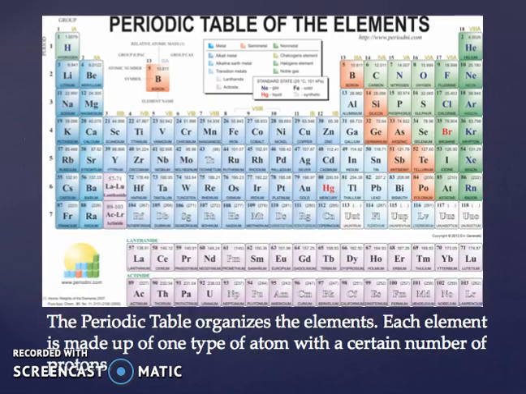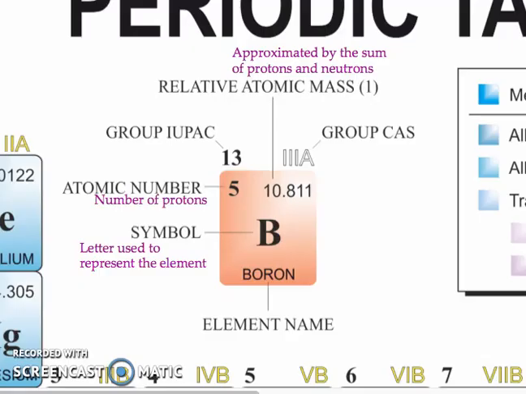So here's our periodic table. It organizes the elements. Each element is made up of one type of atom with a certain number of protons. Let's look at an example. Okay, here we have boron. There's a lot of information on here, but really I want to look at three things. That capital B in the middle is the symbol, or the chemical symbol. It's the letter that's used to represent the element, so a B for boron makes sense. The number in the top left, or sometimes it's just directly above the letter, is the atomic number, which means the number of protons that is in that atom.